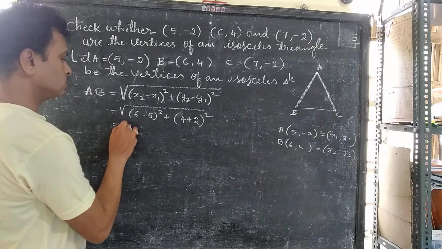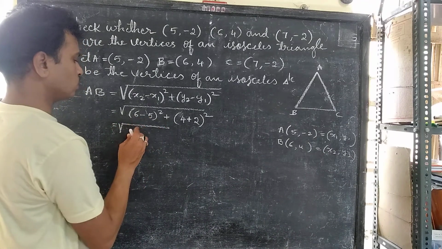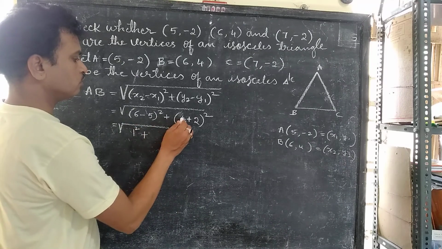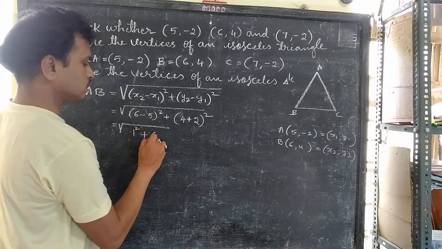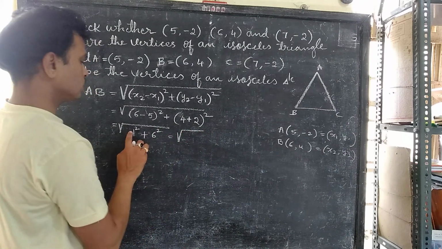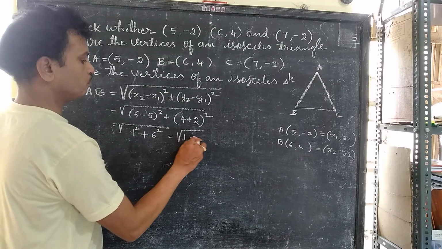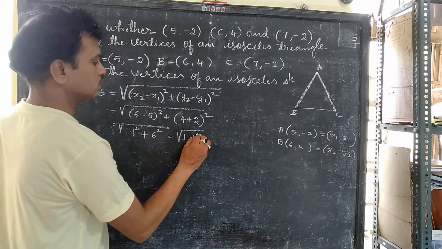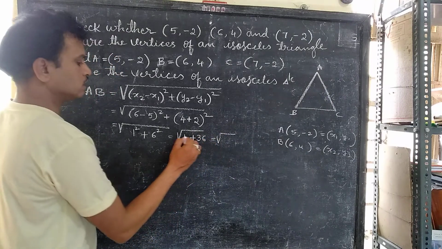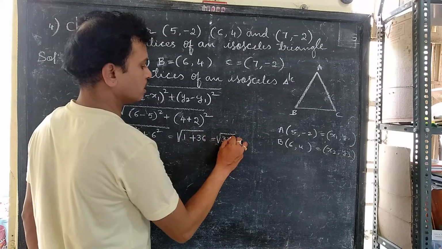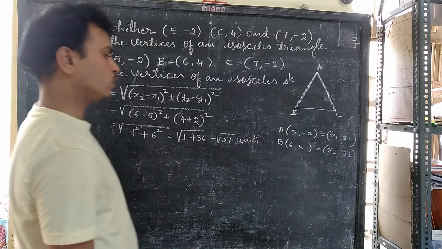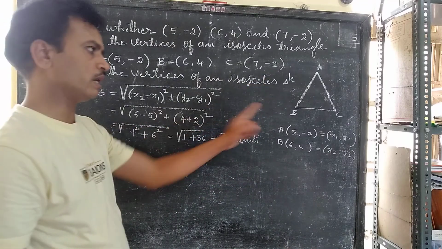Then 6 minus 5 is 1 square plus 4 plus 2 is 6 square. This is equal to square root of 1 square is 1 plus 6 square is 36. So this is equal to square root of 36 plus 1, that is 37 units. So we got one distance, the distance between A and B.